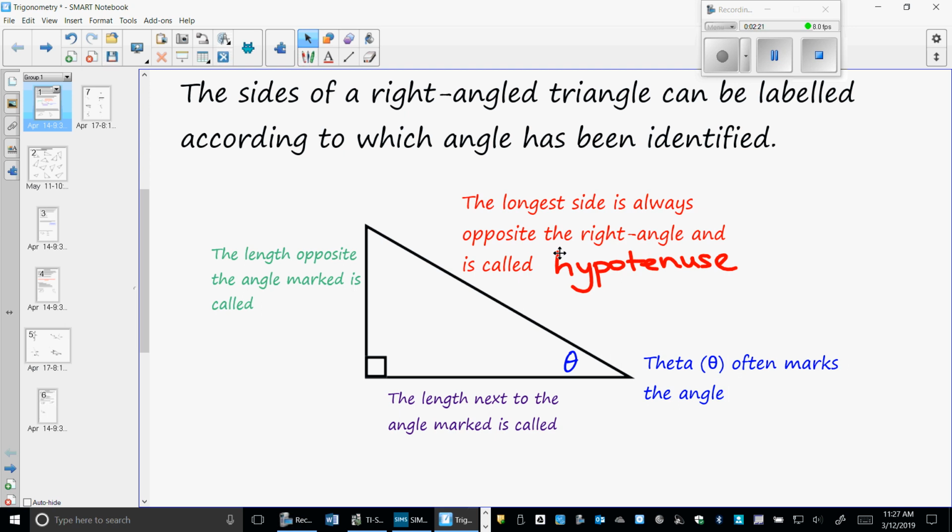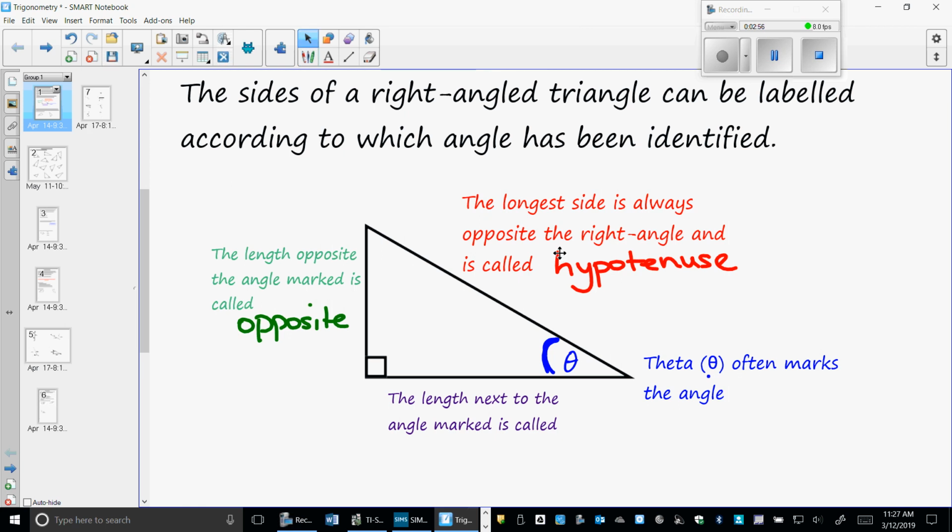So if this here is my angle, and my angle has been labelled here with either a number or a letter, often we use the symbol theta when we're doing trigonometry. If it's opposite that angle, which you can see this green one is, it's called something really complicated. The opposite. Okay, so if it's opposite the angle marked, we call it the opposite side. That's tricky, isn't it?